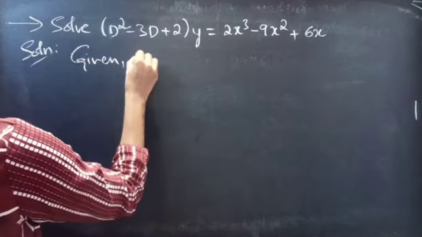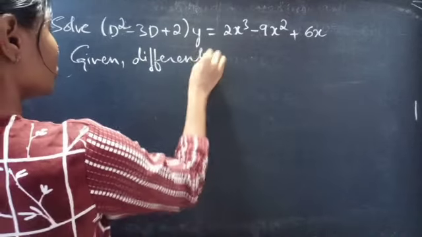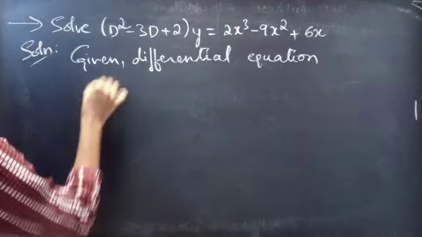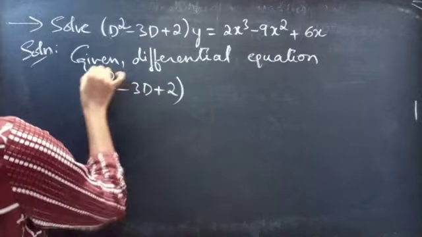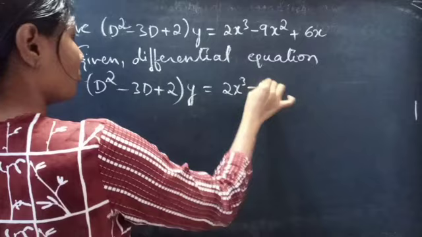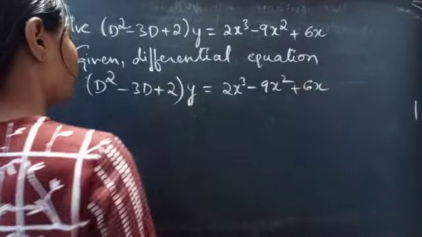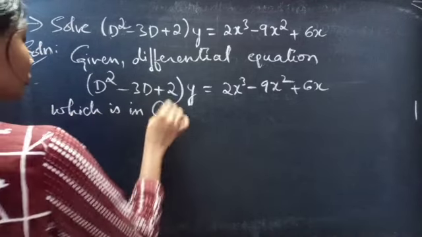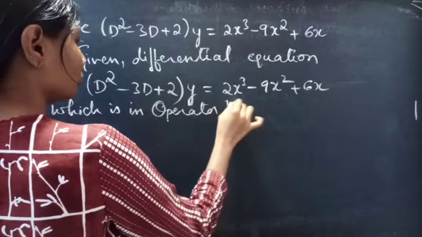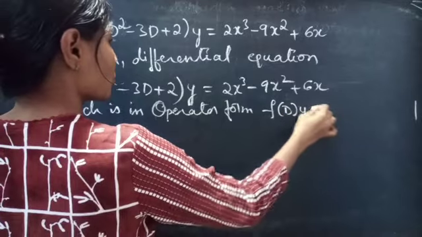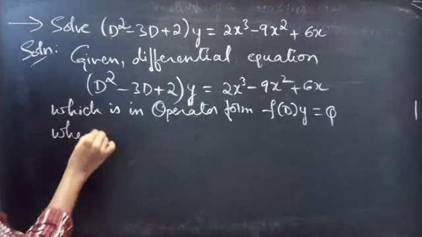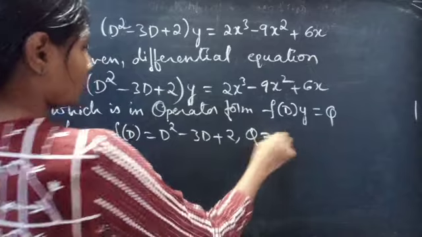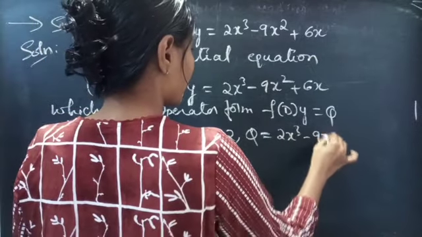Given differential equation, (D² − 3D + 2)y = 2x³ − 9x² + 6x, which is in operator form F(D)y = Q, where F(D) = D² − 3D + 2 and Q = 2x³ − 9x² + 6x.